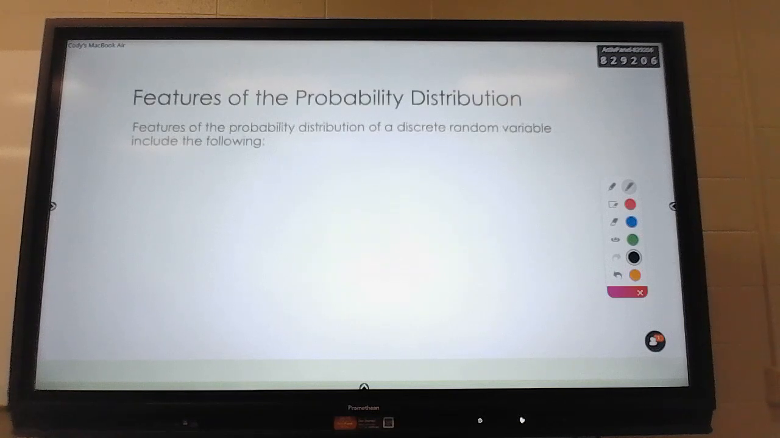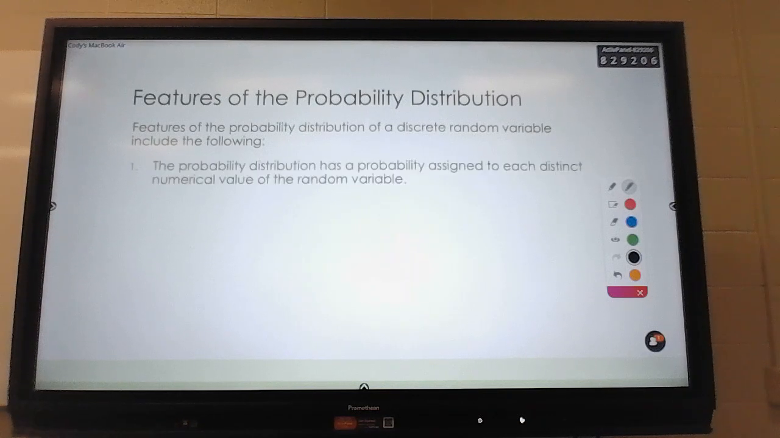Okay? So here's what a probability distribution looks like. So, the probability distribution has a probability assigned to each distinct numerical value of the random variable. So when we look at a discrete random variable, in a probability distribution, every single one of the values that can be assigned to that variable has a probability.